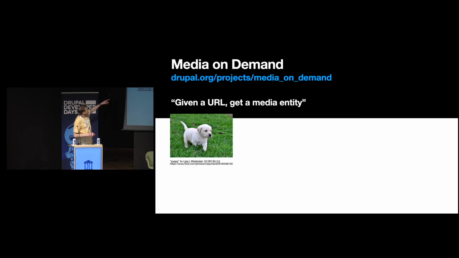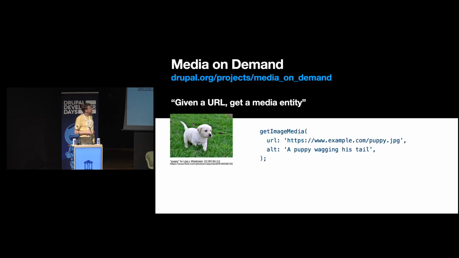But okay, I have this little fella here, and we need to get him into Drupal. So we call a function, and we give it the URL, and we give it alt text. And what it's going to do is go away and download that data, download that picture. It's going to create a file entity for it. It's going to create a media entity for it. It's going to set the alt text on the media entity. And the second time we call it, it's not going to do that.